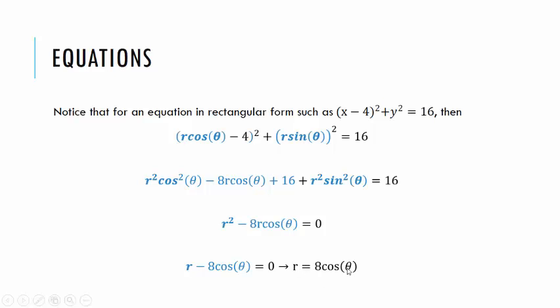This is the equation for a circle with center 4, 0 and radius 4. You'll notice that the diameter here, the radius times 2, is 8. In 8 cosine of theta, this number out front is giving you the diameter of the circle. Both of these equations represent the exact same circle. It's simply that this one is written in rectangular form and this one is written in polar form.